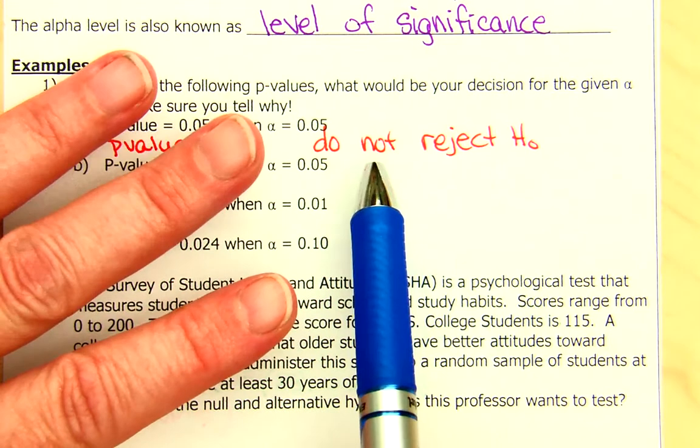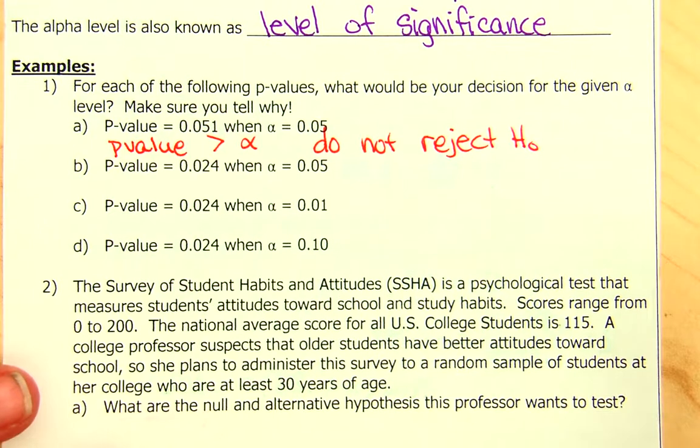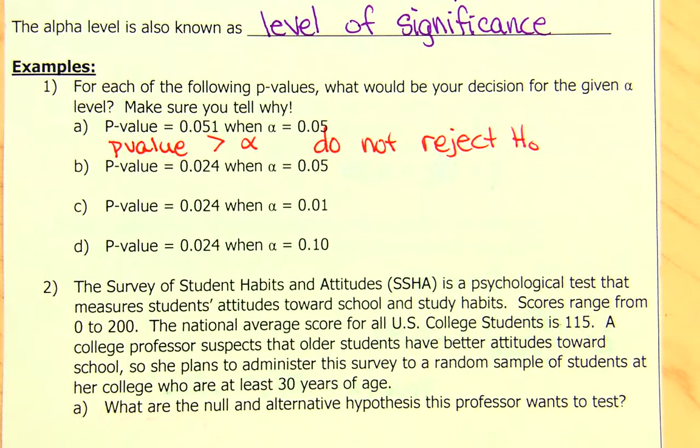Okay? It's kind of like whenever you get a verdict in a courtroom, they're either guilty or not guilty. It's not guilty or innocent, it's guilty or not guilty. Same kind of thing. We reject or we do not reject, but that's it. Okay? So be careful with your wording.